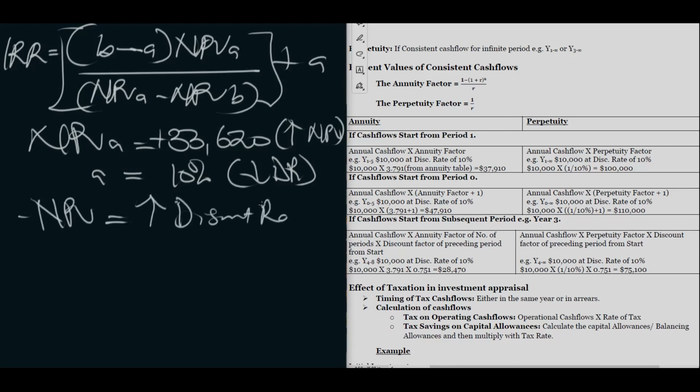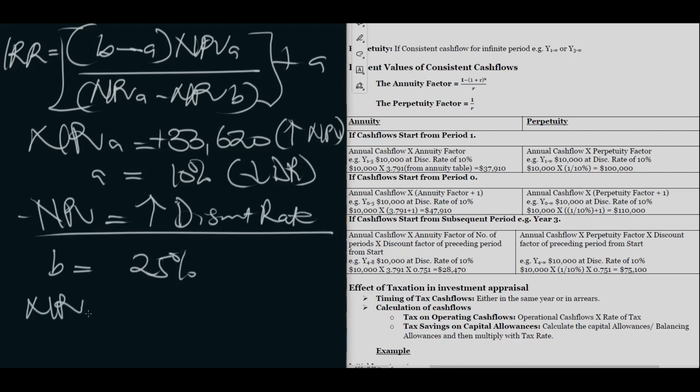Increasing the discount rate means I will take my B, which is my discount rate. Because 10% gave me a higher NPV, I will try maybe 30%. You can go as far as needed so that you get a negative figure. So maybe I can take 25% as my new discount rate. What would the NPV be at B?